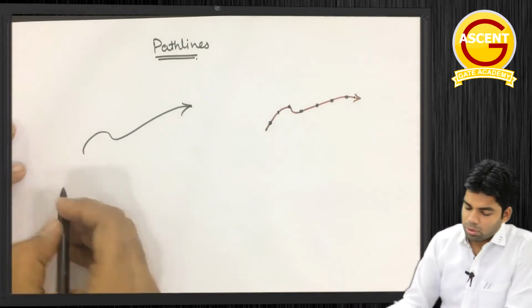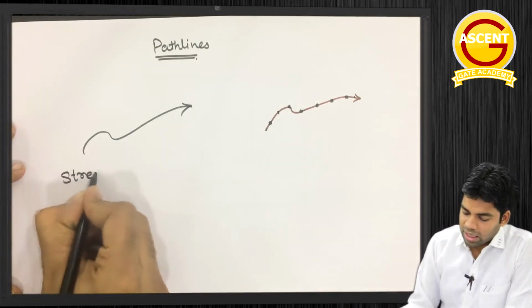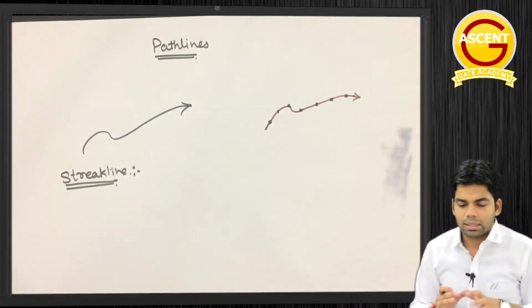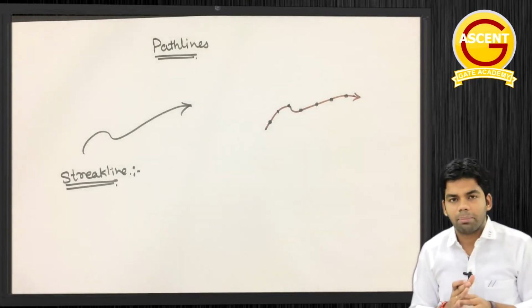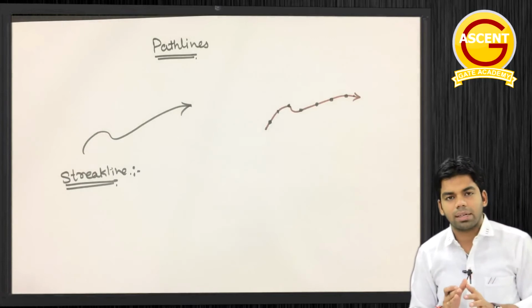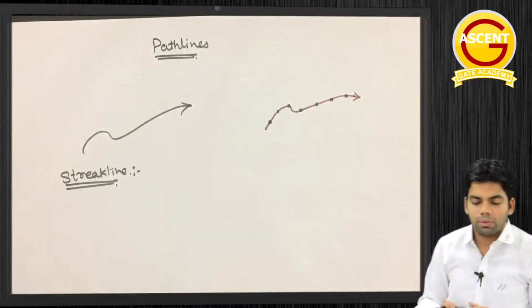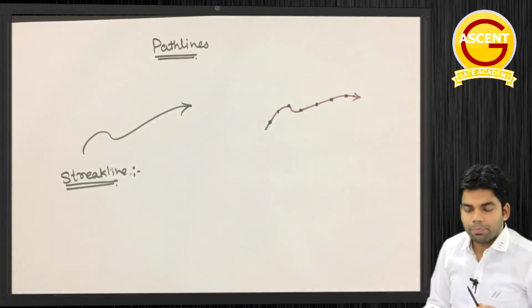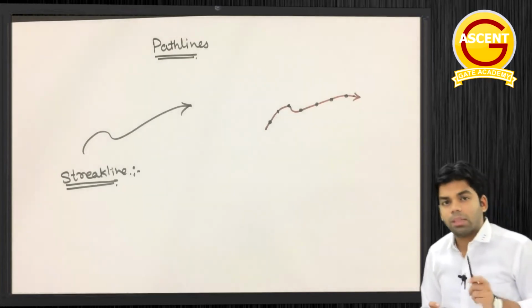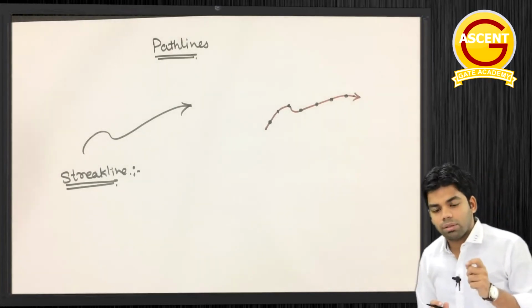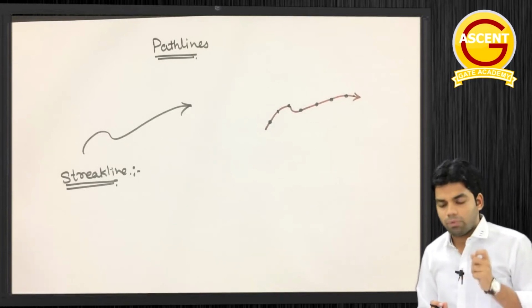Now one more terminology is there, that is streak line. Now what is this streak line? Streak line at any instant of time is the locus of the temporary locations of all the particles that have passed through a fixed point in the flow field. Locus of the temporary location of all the particles that have passed through the fixed point in the flow field. Now what does this mean?